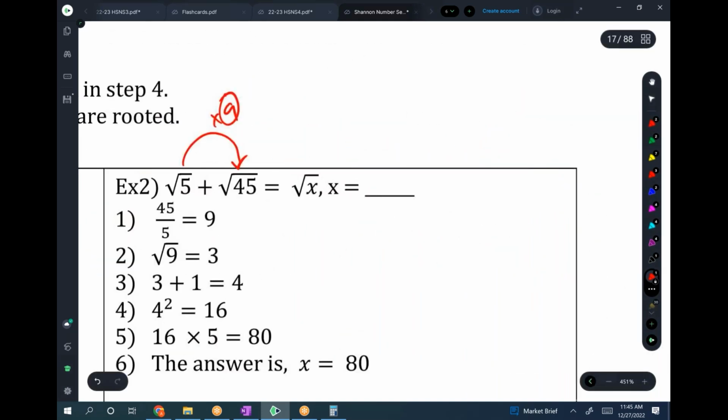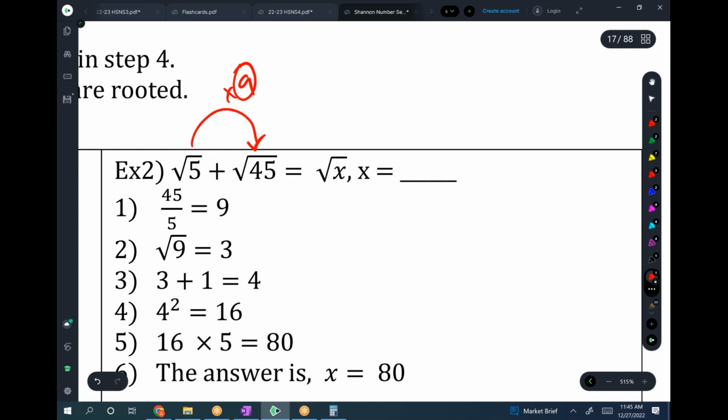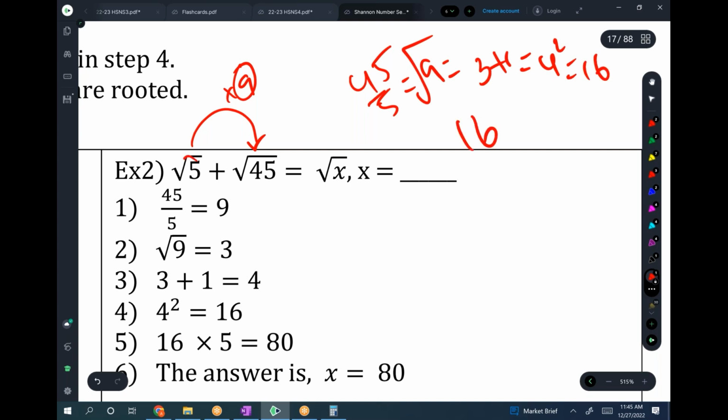All right, let me do it again. Ready? There's a lot of steps, but there's like a rhythm to it, so it's not too hard, okay? So first I do 45 divided by 5 is 9. Square rooted is 3. Add 1 to it is 4. Square that is 16. 16 gets multiplied by 5. So what is that? 80, I think? Yeah, double half that, 80.